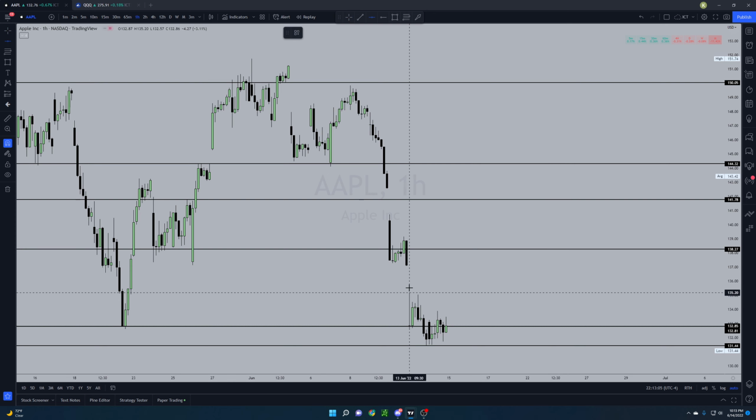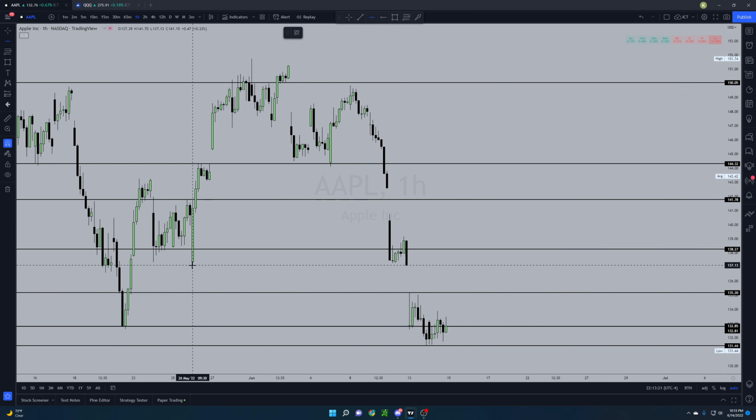Immediately your gap fill level becomes a level or a big resistance, because if anything, if there's sellers at all present, they're not going to want this gap to get filled, right? So that's going to act as a resistance there.